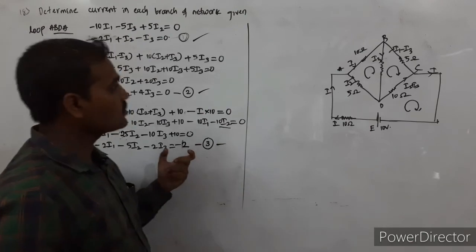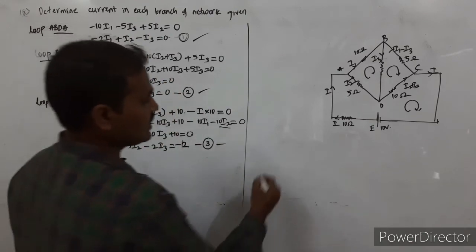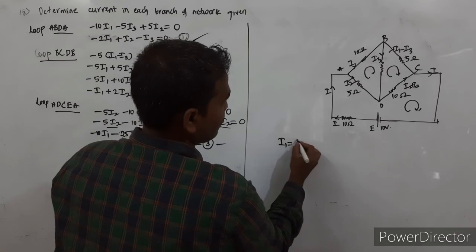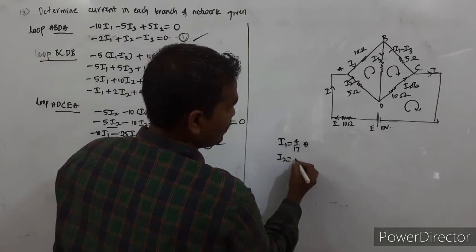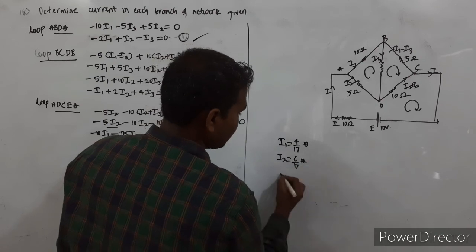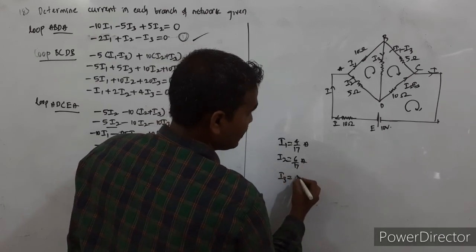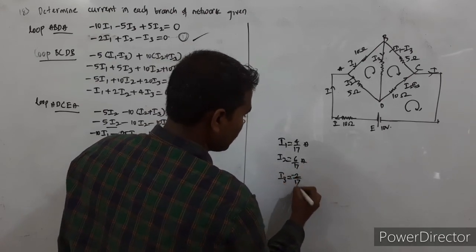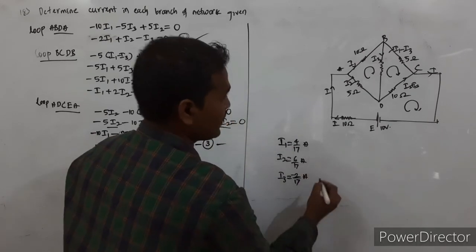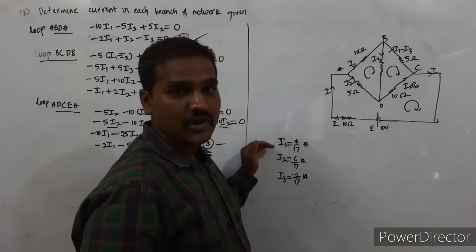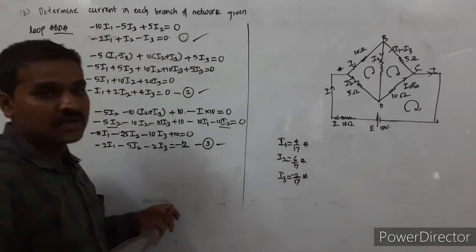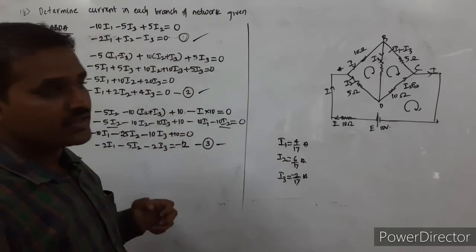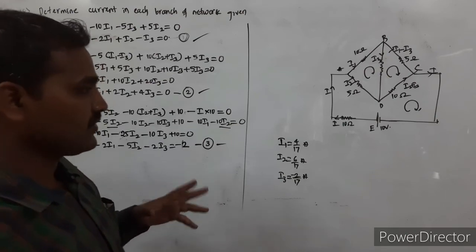Okay, try to solve those equations and we get the solutions as I1 is equal to 4 divided by 17 amperes, I2 is equal to 6 divided by 17 amperes and I3 is equal to minus 2 divided by 17 amperes. Okay, these are the values of currents I1, I2 and I3. Let us not waste time in solving these simultaneous equations. Okay, try to do it yourself.